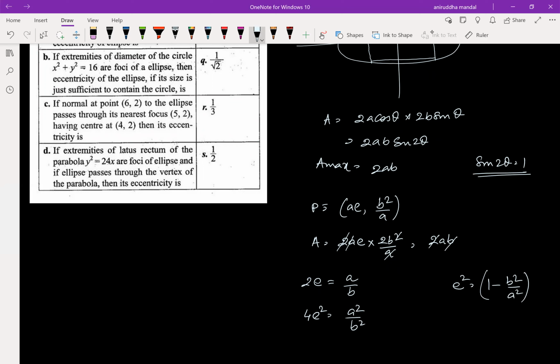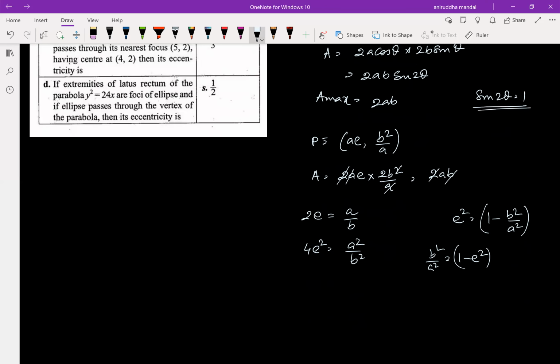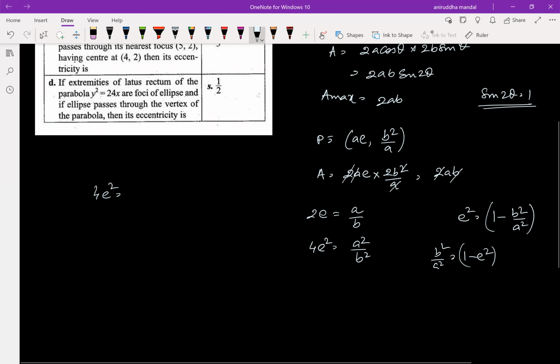So we can write this as, let's say, b square by a square equal to 1 minus e square. So this is 1 minus e square. Okay, so we can write this as 4e square equal to 1 by 1 minus e square. So 4e to the power 4 minus 4e square.